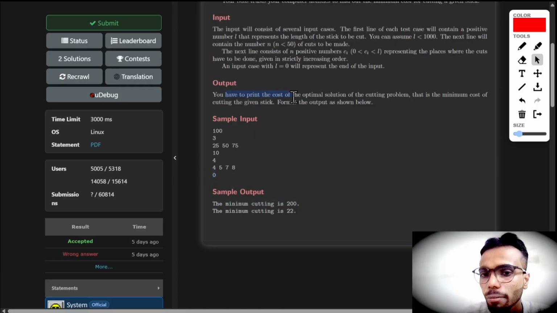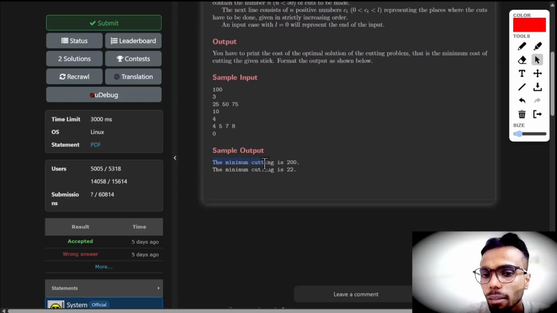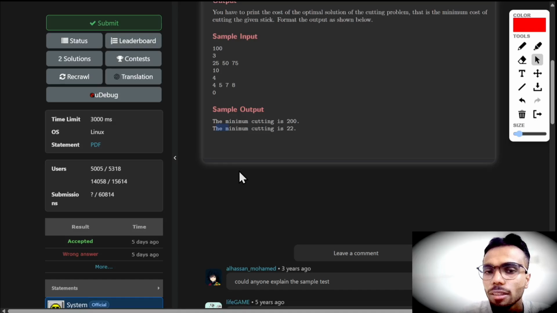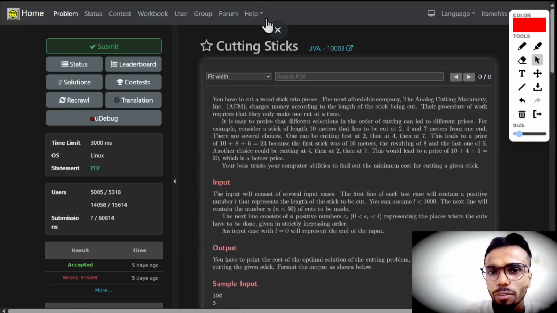And for the output, we have to print the cost of the optimal solution of the cutting problem, that is the minimum cost of cutting the given stick, and we need to format it like this. Minimum cutting cost is whatever the optimal cost we get, and I need to format it. Okay, yeah. Now let's come to the solution part of it. Before that, let's come to the logic part of it.